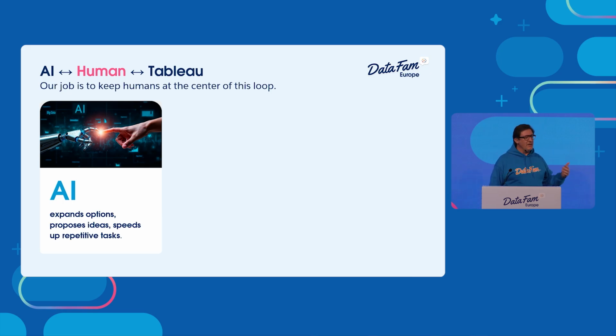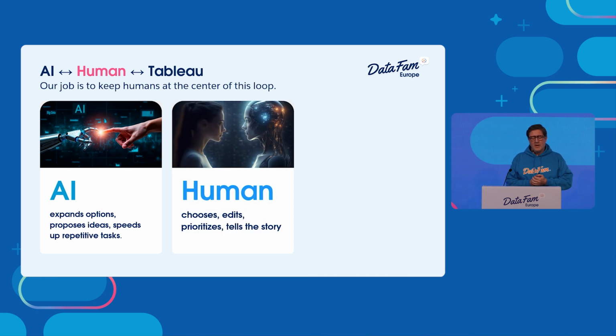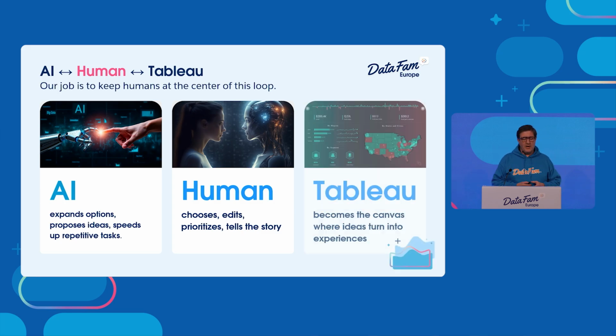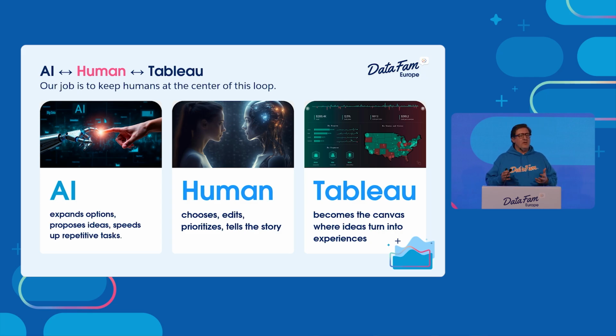So, as I mentioned, AI expands options and proposes different ideas. It gives you speed, and you can repeat the same situations over and over and over. Now, we as humans, we can edit, we can choose, we can make decisions, and we are the ones at the center of the whole partnership. Tableau is the place where we're going to build everything, everything we're going to show. Our storytelling is going to come in at this point.